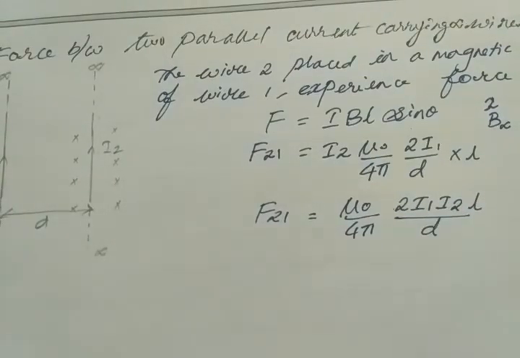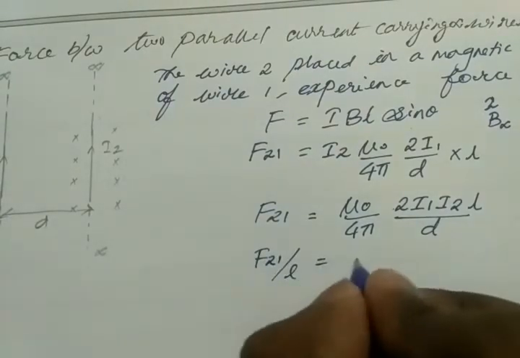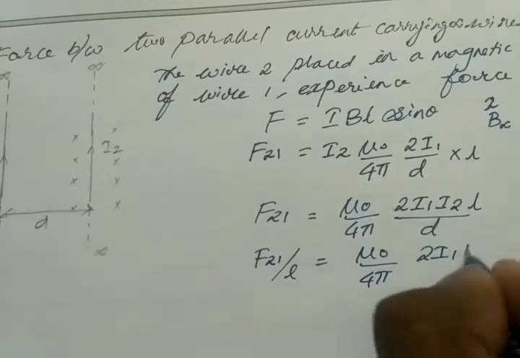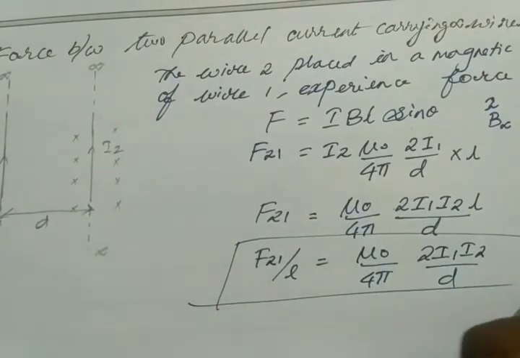Clear? If I take force per unit length, then I have mu naught by 4 pi 2I1 I2 divided by D. Clear?